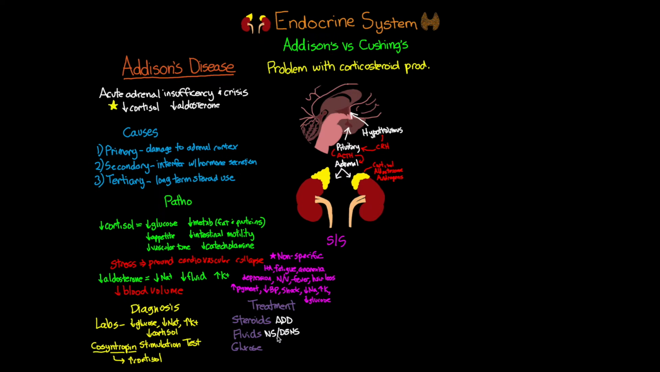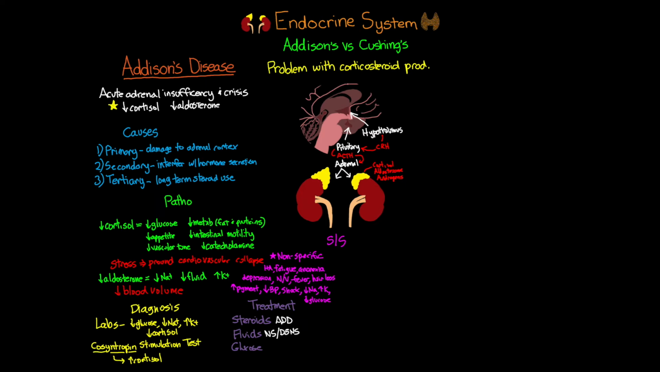Alright, so that pretty much concludes our talk on Addison's disease. Hopefully this makes this a little bit clearer for you guys. And just remember that Addison's is a problem with not having enough of the corticosteroids. And so this is why in our treatment we want to add those steroids back in. So if you're trying to really understand this, think about the problems that are going to come from having too low levels of cortisol and aldosterone.